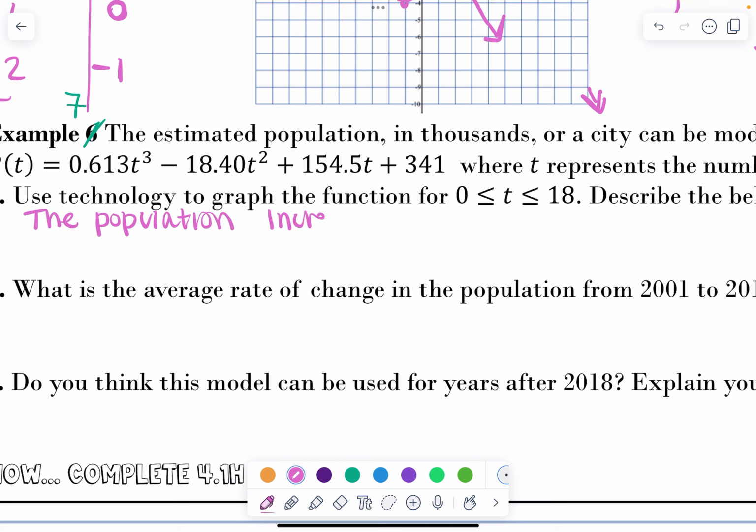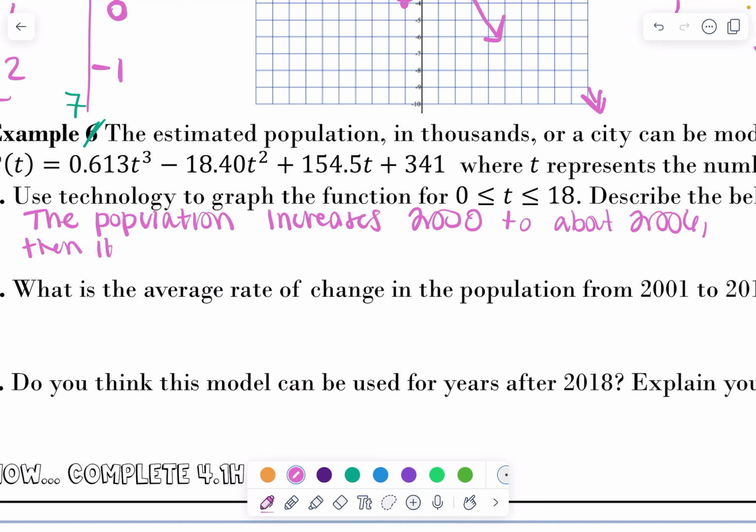increases, because we're starting from the year 2000, and then roughly to about 2006, because that's going to be 6 years later, but then it decreases until about 2014, so from 2006 to 2014, and then increases from 2014, 4 years later, to 2018.